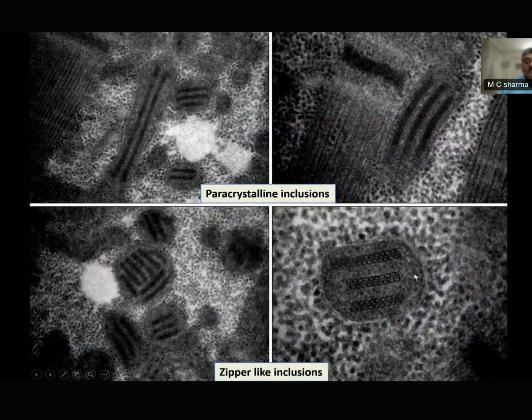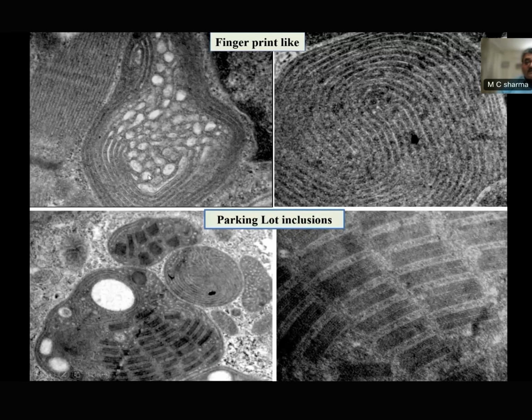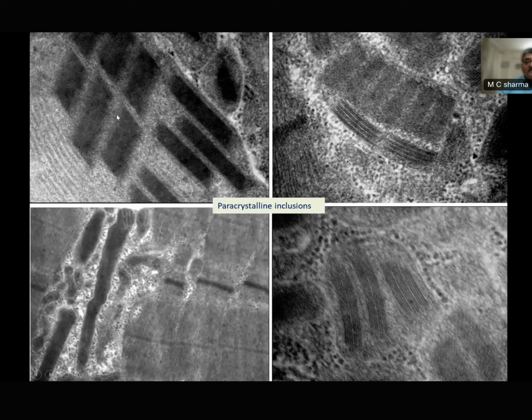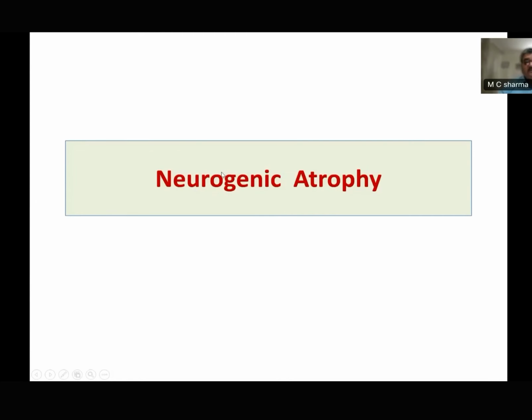And the mitochondrial myopathy which presents with external ophthalmoplegia has very classical inclusions in the mitochondria, zipper-like. These long parallel arrays, this parking lot, these fingerprint-like inclusions, there's lipid in the mitochondria, there's glycogen in the mitochondria. Once we see these inclusions, they are very easy to remember.